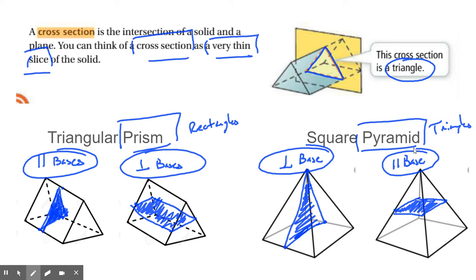Okay? So again, think to yourself, am I parallel with the base? Oh, it's going to be the shape of the base. Am I perpendicular to the base? Well, if it's a prism, then I'm going to be a rectangle. If it's a pyramid, then I'm going to be a triangle. Okay. All right, so do your best there. I know it's not easy.